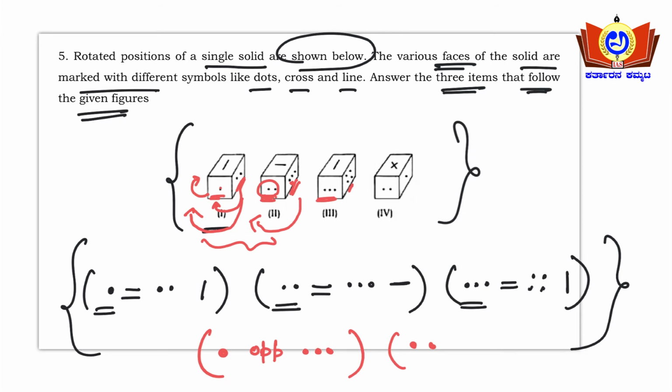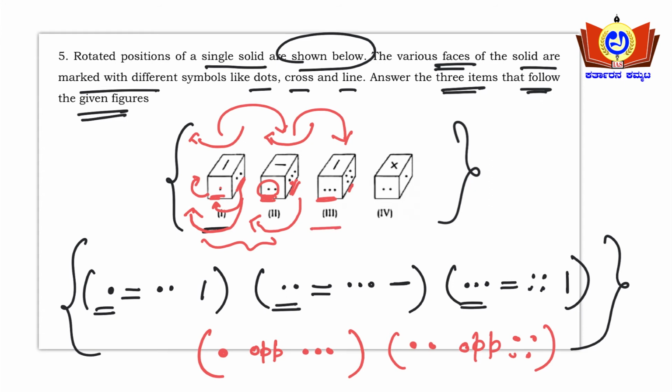Just you need to imagine, my dear friends. You need to turn the figure to the left hand side, and this figure will come here. When you turn the second figure to the left hand side, the third figure will be obtained here. So 2 dots opposite, what is there? Actually 4 dots is there. This condition we got here.